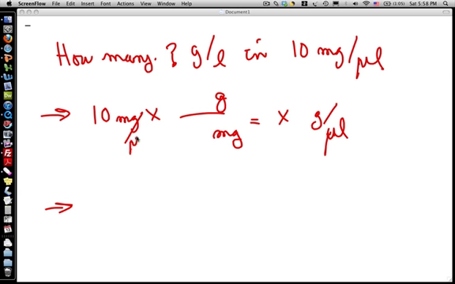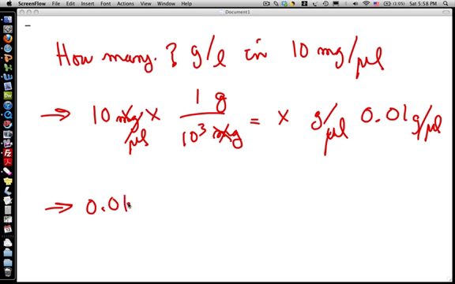We can put that here. So we're not going to change that in this equation. And now we just need to plug in numbers. In a big gram, there are 1,000 little milligrams. When we do the math, we're going to cross these off, and we're going to have grams per microliter, and we'll have 0.01 grams per microliter.